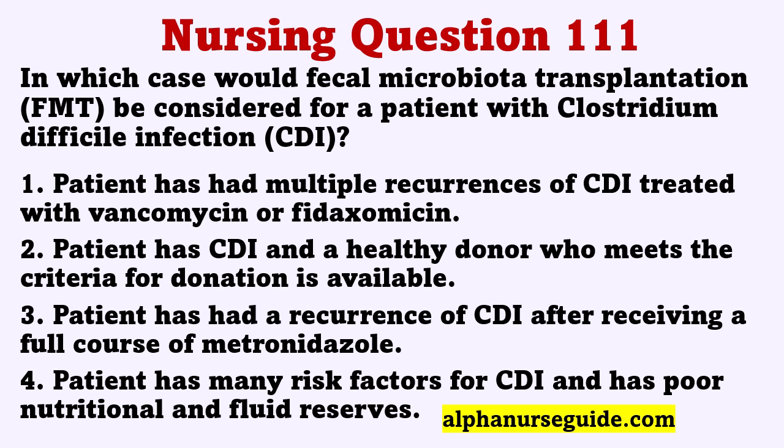The correct answer is 1. Patient has had multiple recurrences of CDI treated with vancomycin or fidaxomicin. Rationale. FMT is considered after the failure of medication therapy and after multiple recurrences. Vancomycin or fidaxomicin is the first-line therapy. Rifaximin is an adjunctive post-vancomycin treatment regimen for patients with recurrent CDI. Previously, metronidazole was considered a first-line treatment. However, it is now used only when vancomycin or fidaxomicin are not an option for the patient.